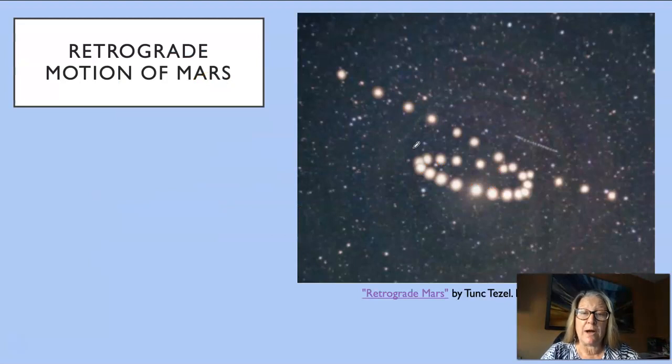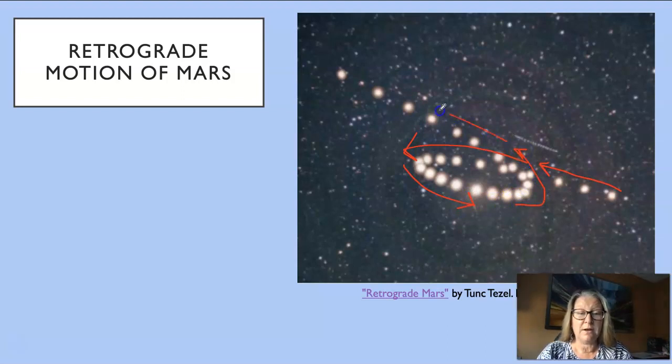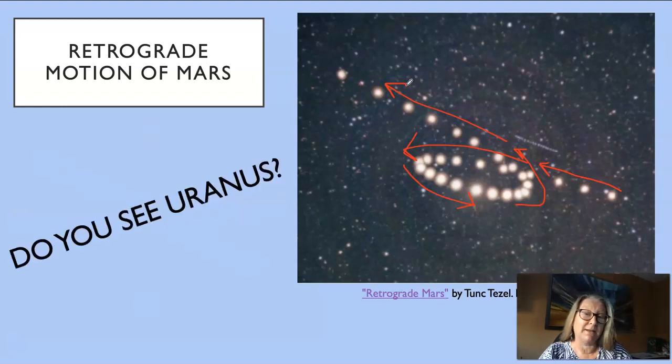Now, if I asked you to go out and watch the sky night after night at the right time of the year, you would see retrograde motion as well. Here is a series of photos of Mars that have been placed on top of each other. This is Mars against the background of the night sky, night after night. And this photographer took a series of photos in the year 2003 over about a month or so. And I'm showing you with arrows the direction that Mars moved over time. This is retrograde motion.